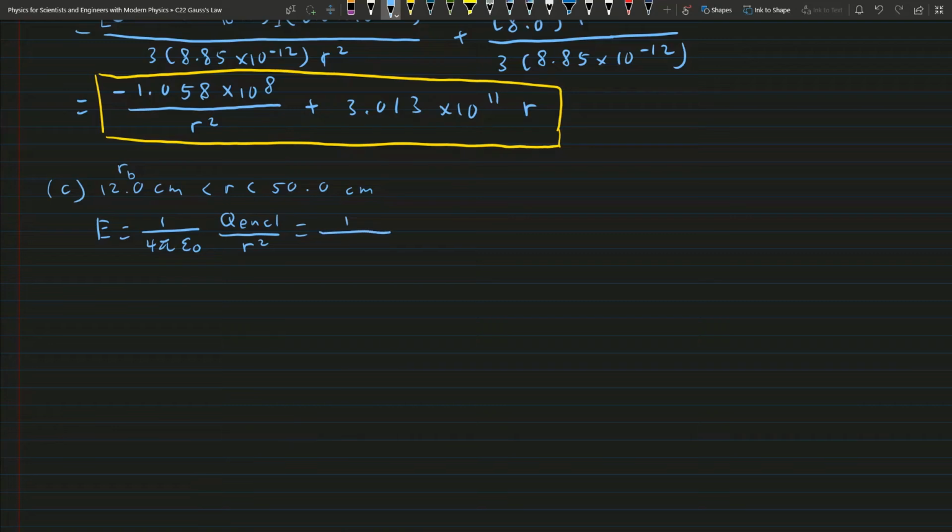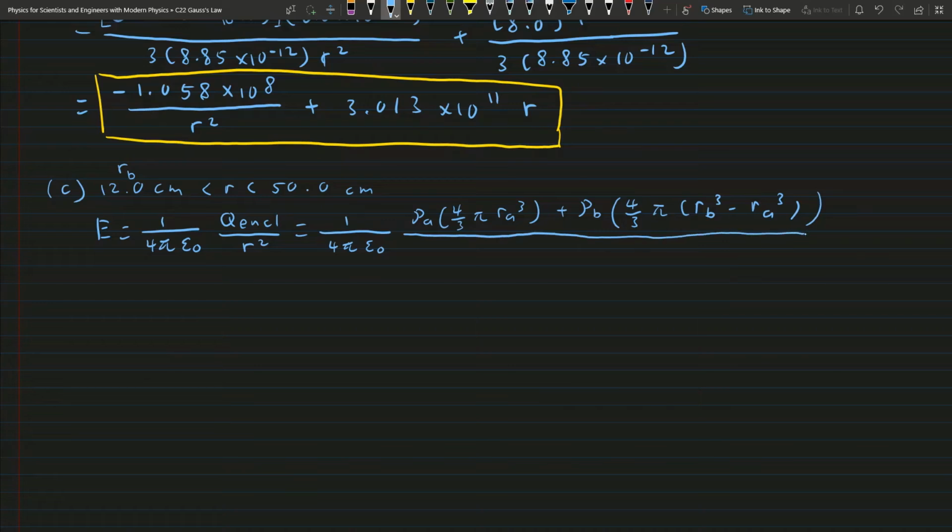In this case, that means the Q enclosed is the total charge on the sphere, which given by this rho A 4/3 pi R A Q and plus rho B 4/3 pi R B Q minus R A Q. The whole thing over the R squared.